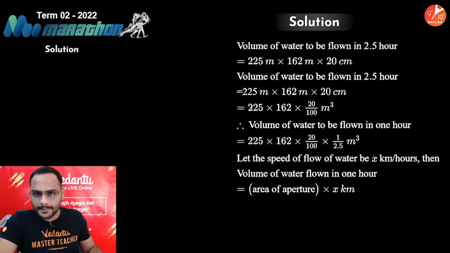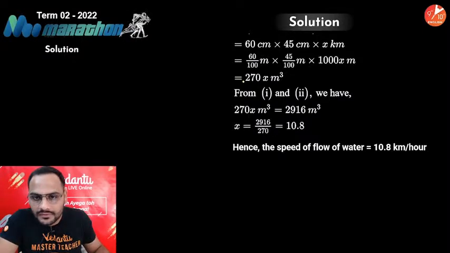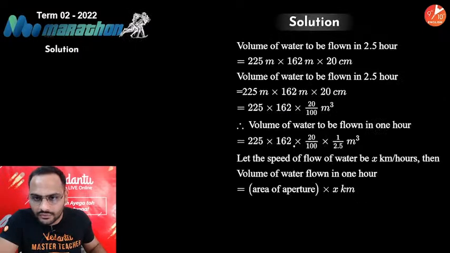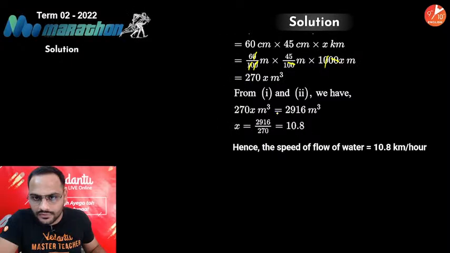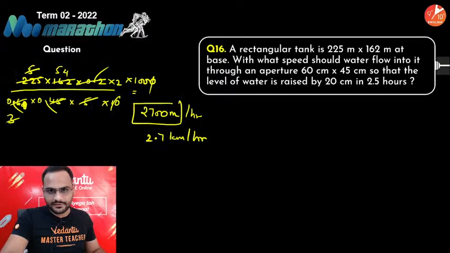What they are doing here, 225 into 162 into 20/100, some mistake it is, by 1.25. ठीक है. Let me see, is it 270x? 1 2 got cancelled, 1 to 1 cancelled, this to this got cancelled. 45 into 6, 270x, and here 2916, how they are getting 2916. Guys, where is the mistake here? Can you find the mistake, identify the mistake over here?